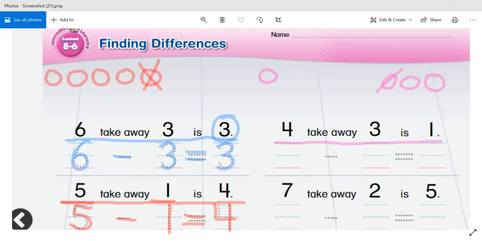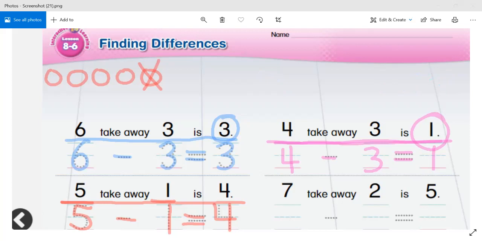So take these away. We moved them to the side, but I'm just going to put an X to show that we're taking them away. How many's left? 1, right? So 4 take away 3 is 1. We can write it another way. 4 minus 3 equals 1. Okay.